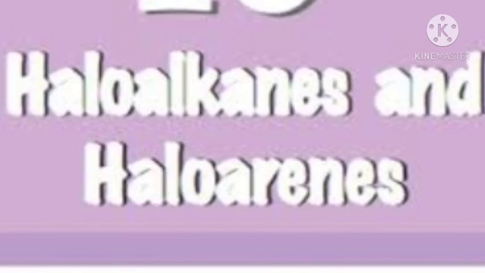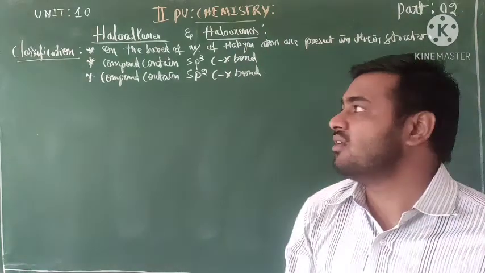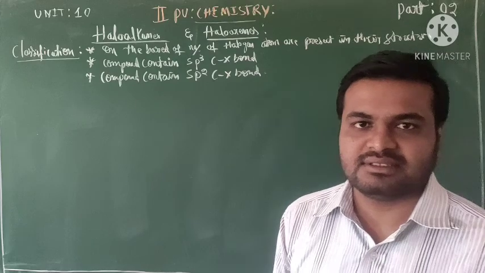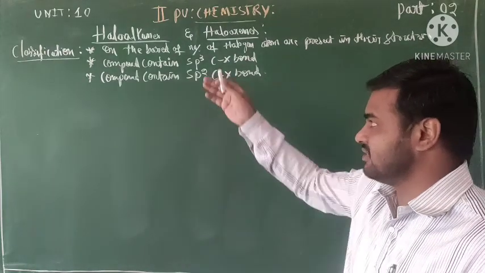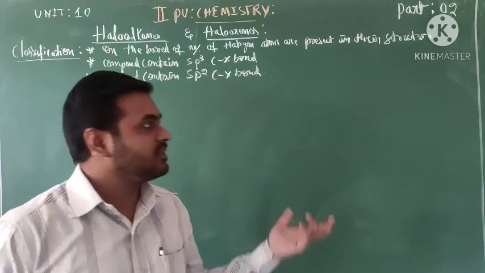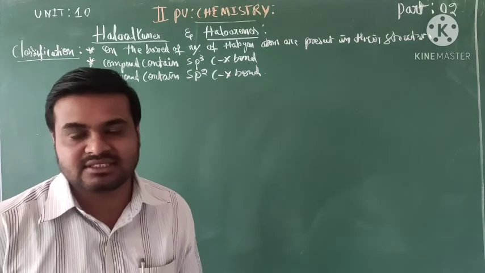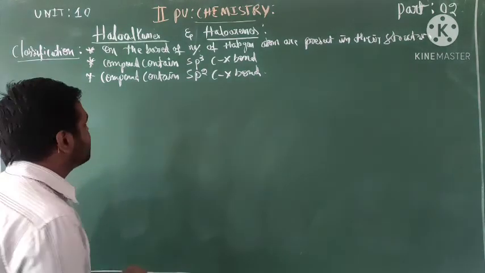In a previous class, we discussed the classifications of haloalkanes and haloarenes. In that classification, we already discussed the first basis, the number of halogen atoms present: monohalogen, dihalogen, polyhalogen. Clear? So now, going to the next one.